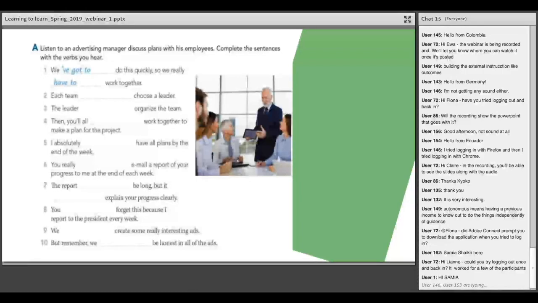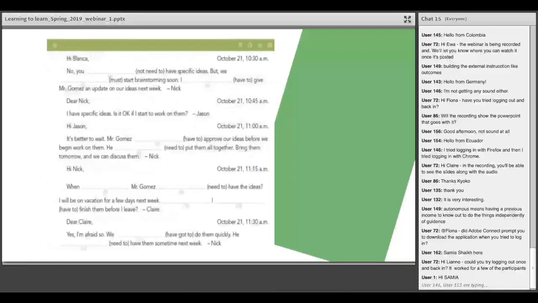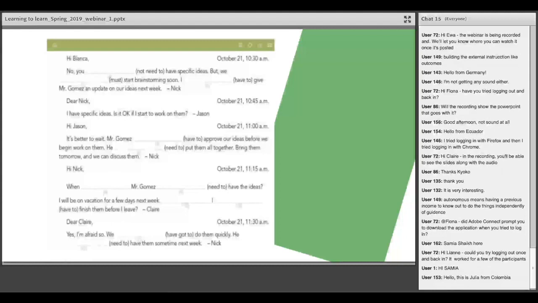So moving a little bit further away from this highly controlled activity, we move on to a different type of activity here, where we have an example of an email exchange between Blanca, Jason, and Claire, and also Nick. And in this case, the students are writing. They're given the form that they're going to complete. So they're having more choice here.